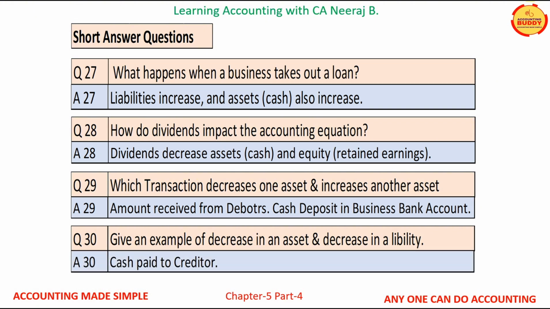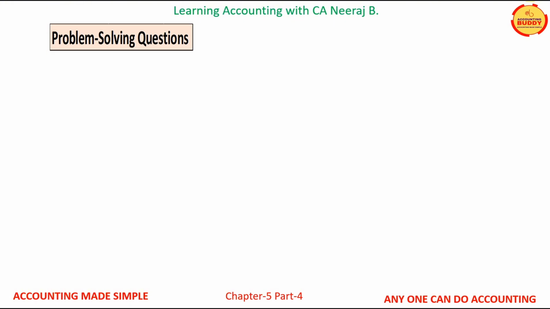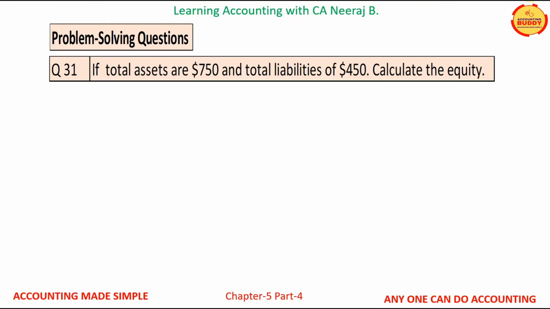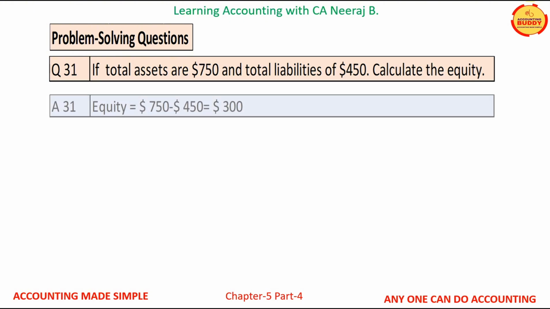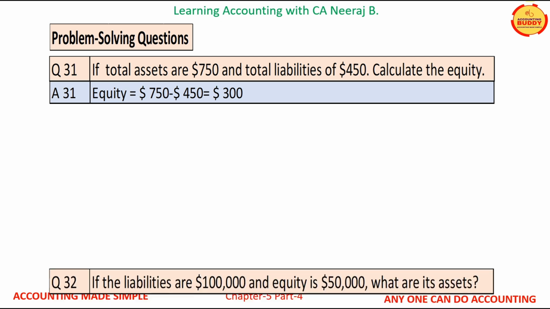When the cash is paid to the creditors, the assets of the business will be reduced and so will the liability of the business. Let us now answer a few problem solving questions. Question number 31 on your screens is: if total assets are $750 and the total liabilities are $450, calculate the equity. We know that the equity is equal to the assets minus the liabilities. Therefore, the answer is $300.